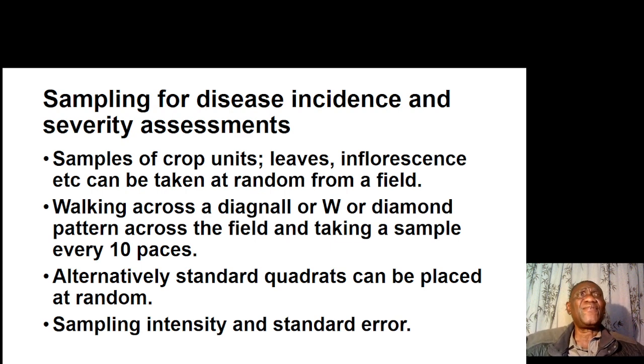So, sampling for disease incidence and severity assessments. Samples of crop units, leaves, flowers or inflorescence, etc. can be taken at random from a field. Walking across a diagonal or a W or a diamond pattern across the field and taking a sample every 10 paces. Alternatively, standard quadrats can be placed at random.